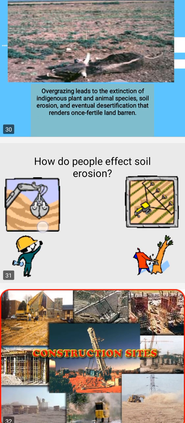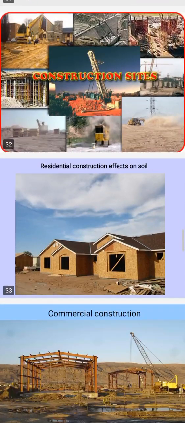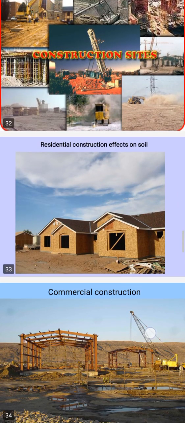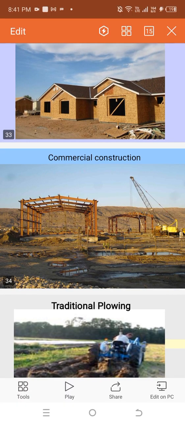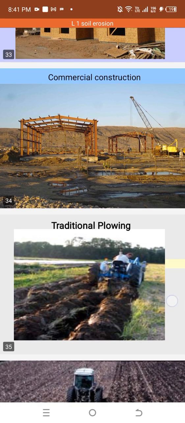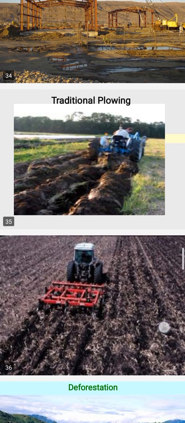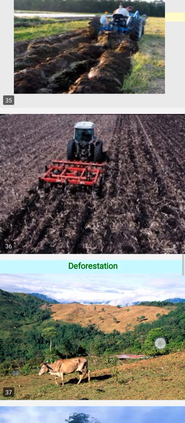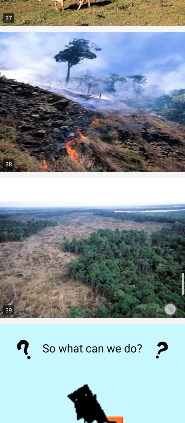How do people affect soil erosion? Construction sites, residential construction effect on soil, commercial construction, traditional plowing. Also deforestation, you can see in those pictures.